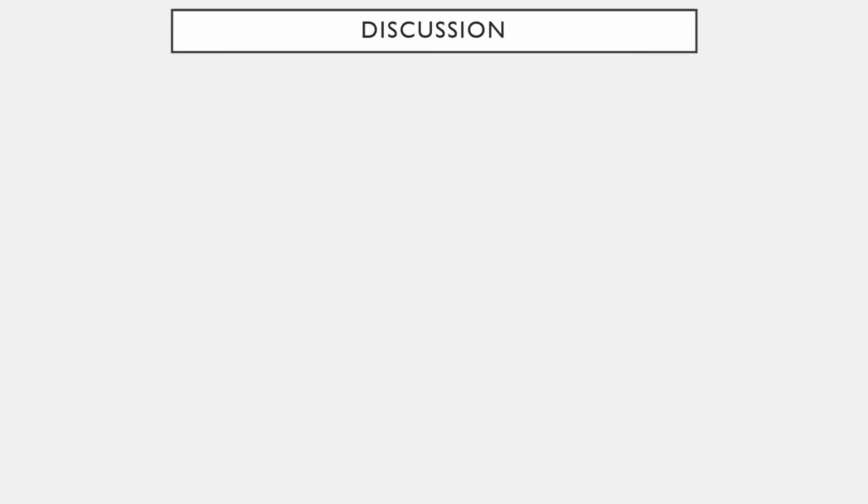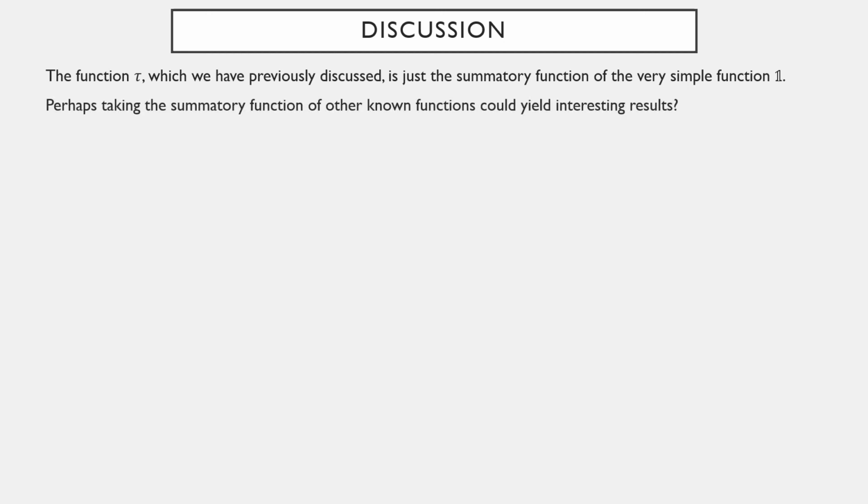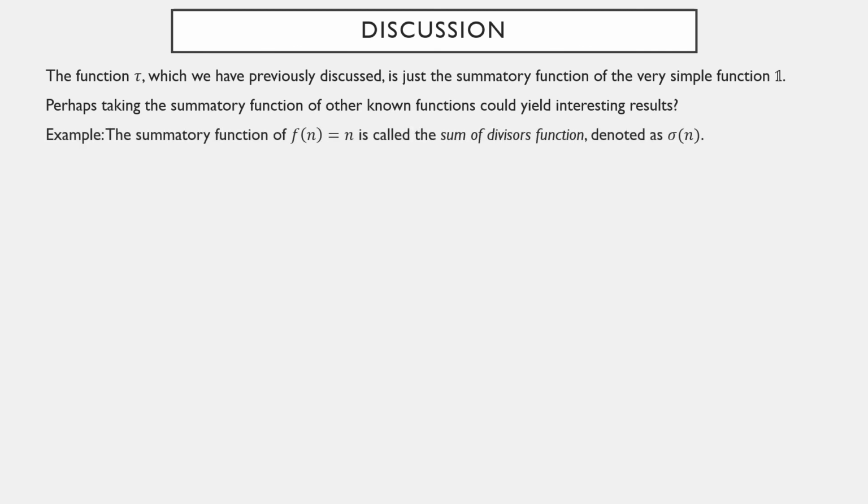All right, so let's talk about what we've done here. Tau, which we've already discussed, is in fact just the summatory function of the very, very straightforward function that's always 1. Perhaps taking the summatory function of other simple functions could create interesting things. For example, if you start with the pretty straightforward function f of n equals n and take its summatory function, you get what's called the sum of divisors function, which we denote as sigma of n.